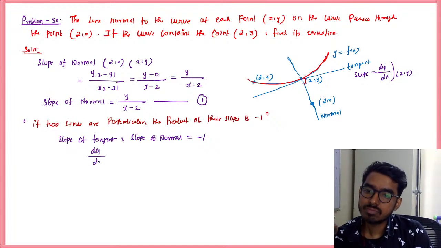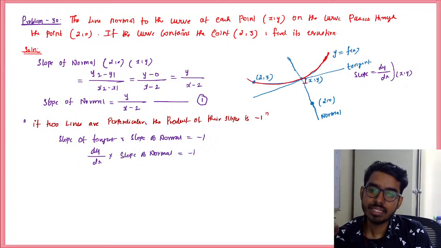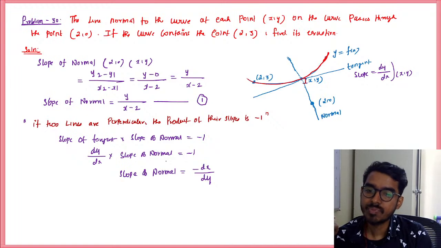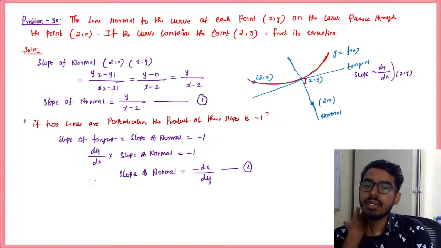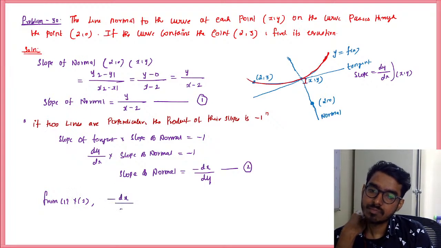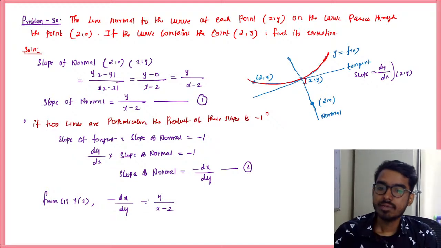The slope of the tangent, dy by dx, into the slope of the normal is equal to -1. So from this data, the slope of the normal is minus dx by dy. We just take dx dy to that side. Let's call this 2. From 1 and 2, both the slopes have to be equal, so minus dx by dy has to be equal to y divided by x minus 2. Solve this differential equation by separating the variables, and you can find the equation of the curve.